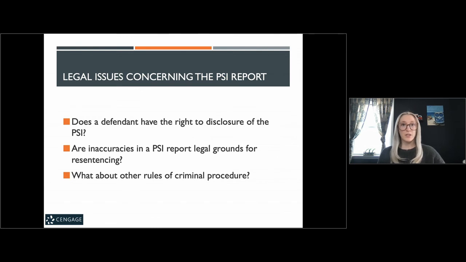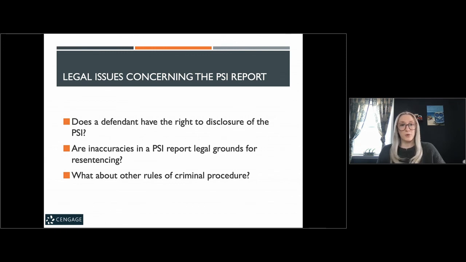So inaccuracies can only be grounds for resentencing if it is not due to a harmless error. However, if it would affect the sentencing outcome, then yes, it is legal grounds for resentencing. However, the defendant here has the burden of proof. Well, the defendant's attorney would hopefully argue that for them.